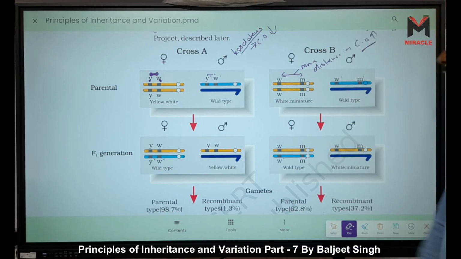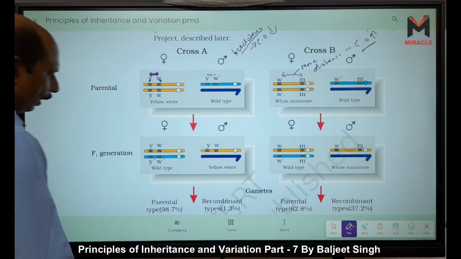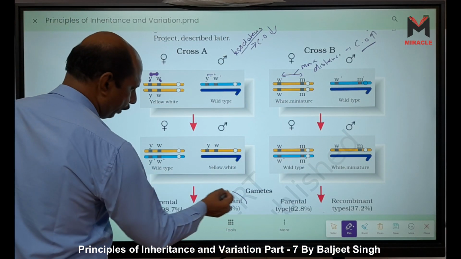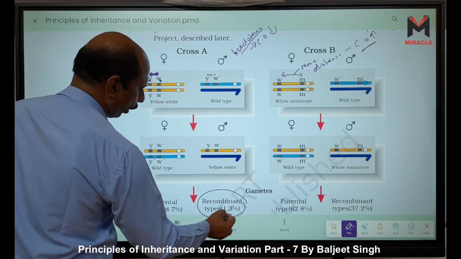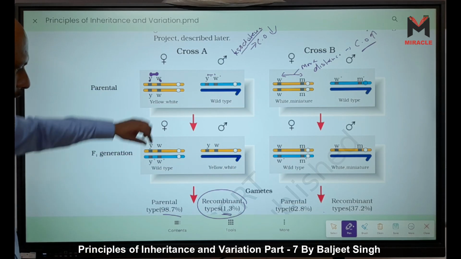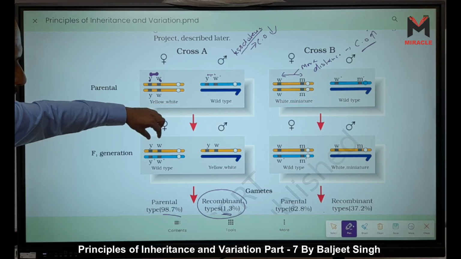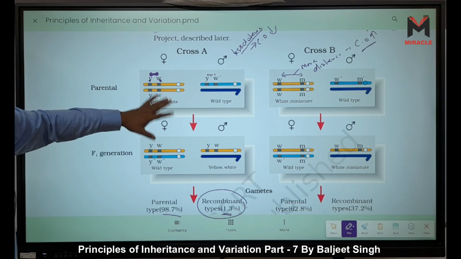Less distance means what? Crossing over possibility is low. That's why here in the F1 generation we get this one type, but when we see the recombination types, it is only 1.3%, very less. Parental is 98.7% because their distance is very low, which means the linkage is strong, and we can say the crossing over possibility is very less, right?